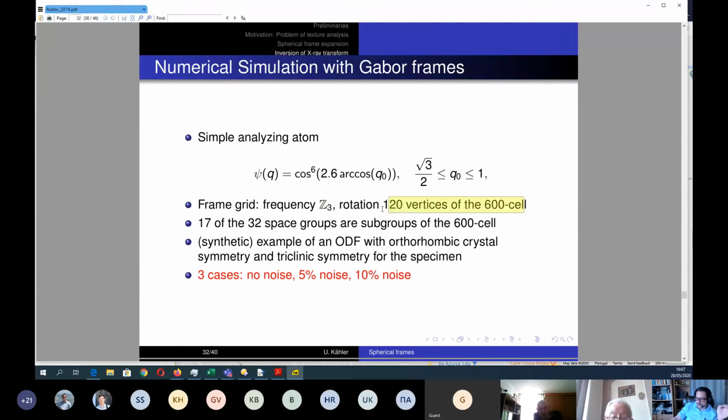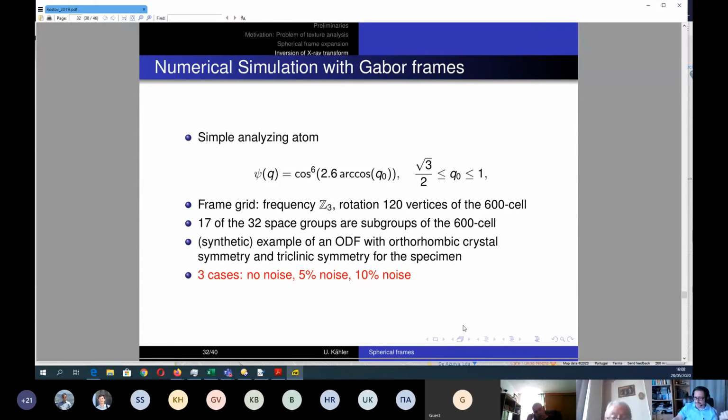This is not chosen by chance, because, as I said, of the 32 space groups, 17 are subgroups of the 600-cell. Or let's say, for all the crystals whose symmetries are represented by one of those space groups, you can assume sparsity. Here I will just use synthetic or academic examples. I will just give you an orientation density function. Basically, think of it as concentrated on all the axes, and outside it is zero.